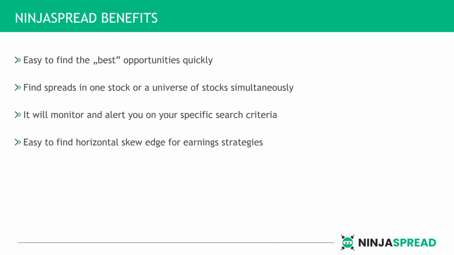NinjaSpread will help you analyze the term structure and show you horizontal skew, for example, for earnings strategies or earnings trades. Right now you will find the most liquid stocks and ETFs in NinjaSpread, but at the moment it does not contain any futures data.